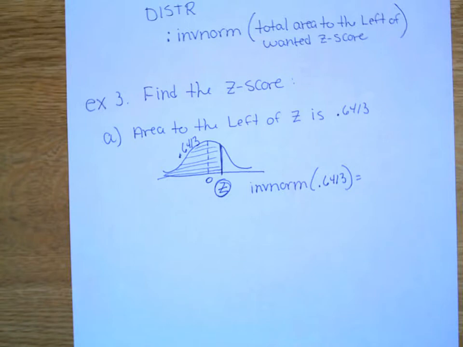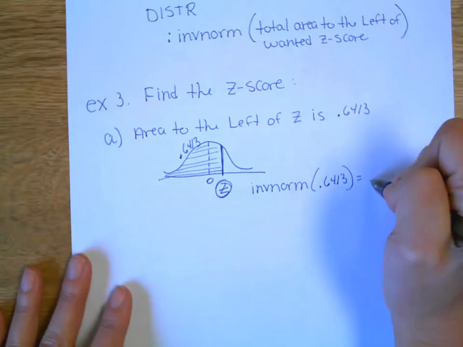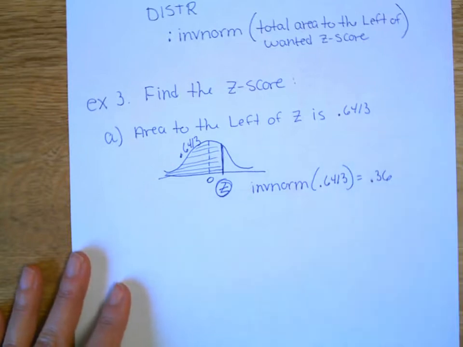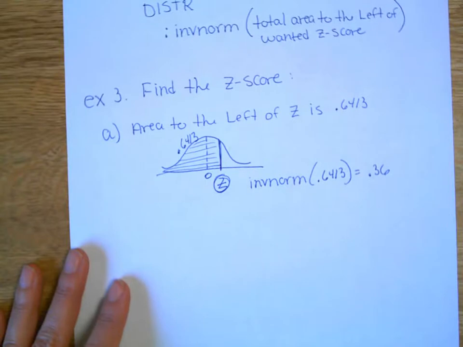Everybody find their inv norm? Look for it now. It's right below the one we were just using. Inv norm of 0.6413. This is a z-score. That's what's hard about this. You know the buttons and it's throwing out numbers. So it's just barely above the mean. 0.36 is the z-score. Not even half of a standard deviation above the mean.